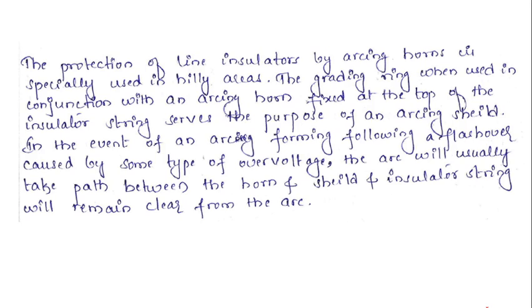In the event of an arc forming following a flashover caused by some type of overvoltage, the arc will usually take a path between the horn and shield, and the insulator string will remain clear from the arc. So this is the function of the arcing horn.